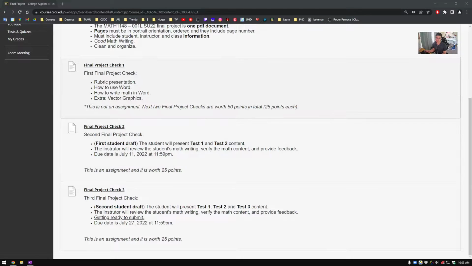So today our first final project check is just to present the rubric and go over some technical aspects. How I like to write math is in a word processor, and I like to do a little bit of vector graphics. That is something that is going to be extra. If you want to learn a little bit of vector graphics, we can do that today, but it's not required for you to do it.